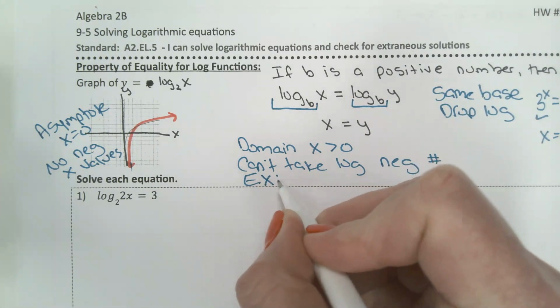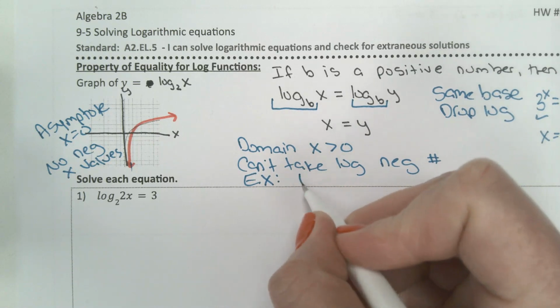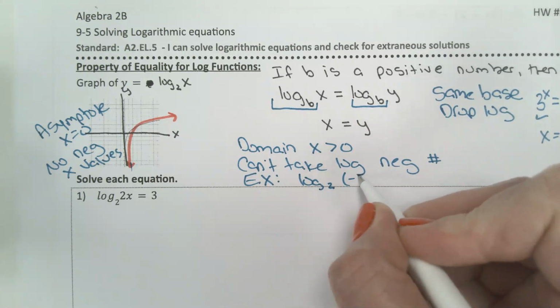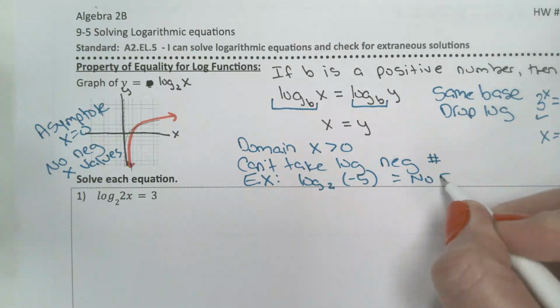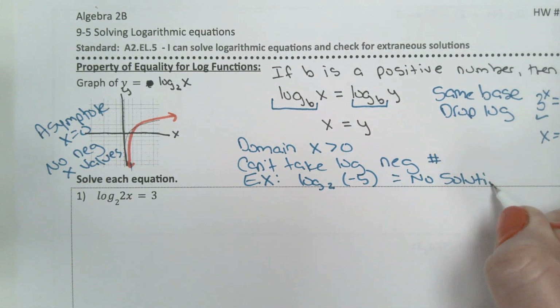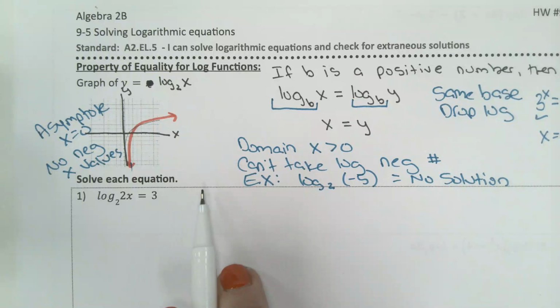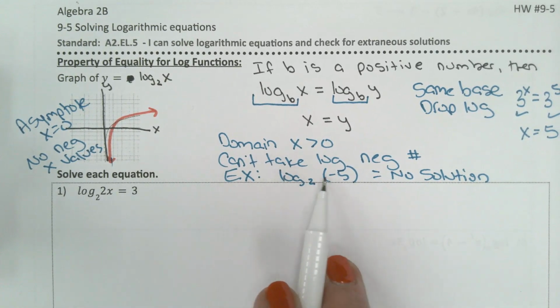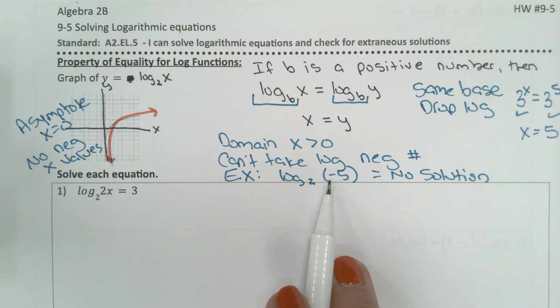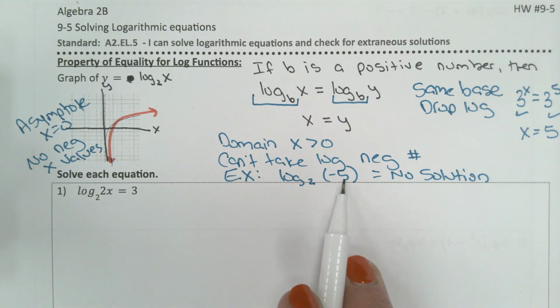So, for example, if you have log base 2 of negative 5, this is what no solution would look like. You're like, okay, where's this can't take the log of a negative? Where would that show up? It would show up right there. Cannot have a negative right there.